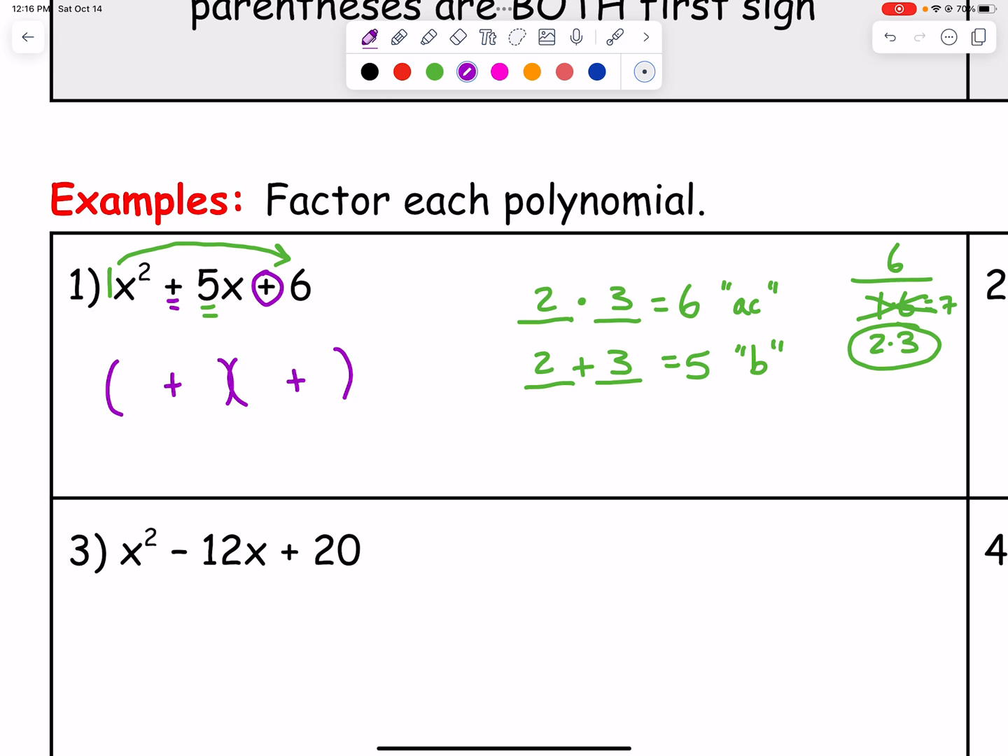So we always put x in the first term of our parentheses, because we would want to be able to multiply that back together again to get that x squared value. And then we put in these numbers in any order, so 2, 3, or you could have put 3 and then 2. But then those are the factors of our trinomial. So we're finished with number 1.